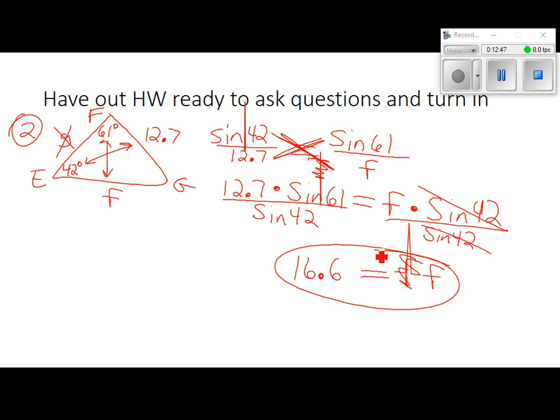So how long is this side down here on this triangle? 16.6. Again, could we find the other angle on the other side if we wanted? Yeah, they didn't ask us to on this problem. Just on problems 6 through 13 there, did they want us to find all the missing parts? This one, they just wanted little f.